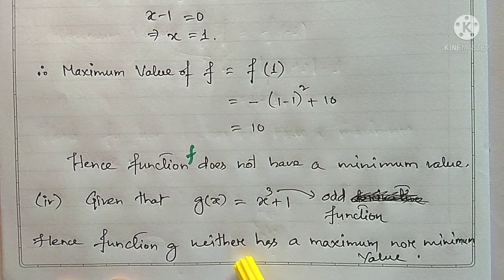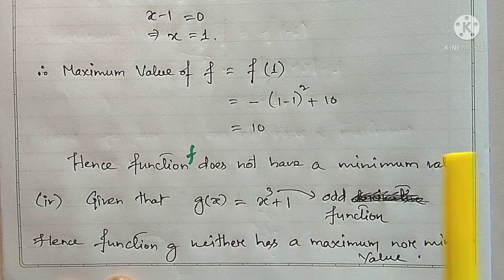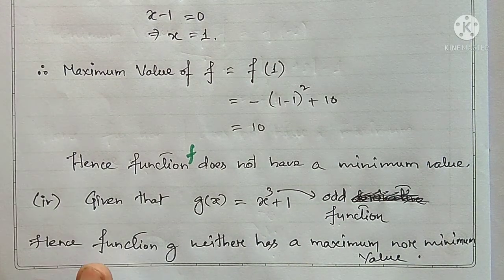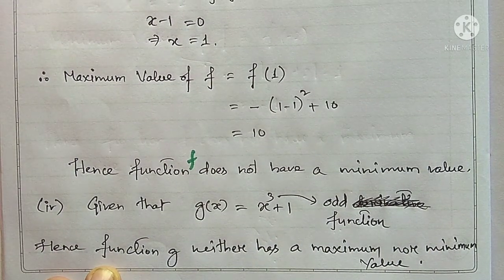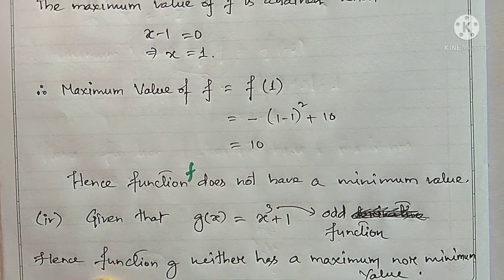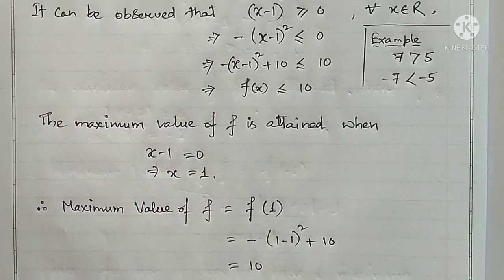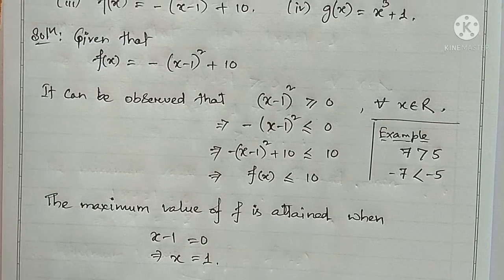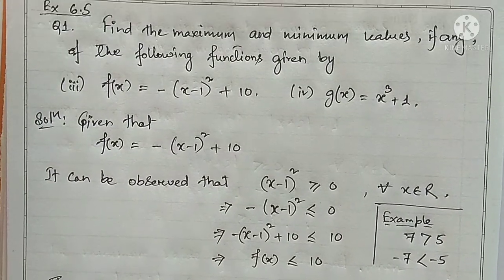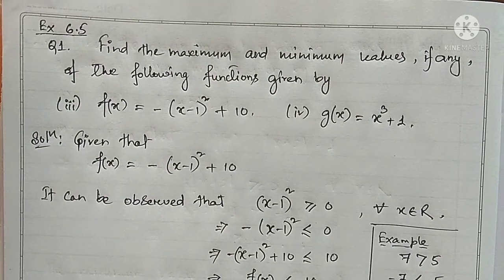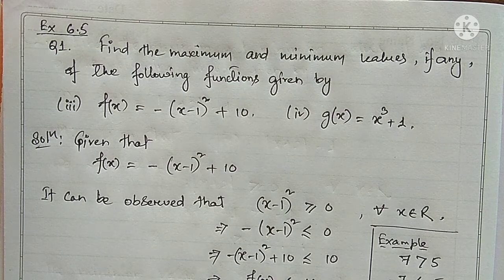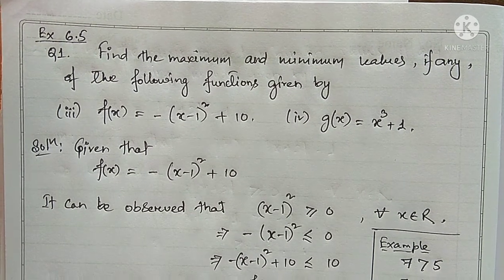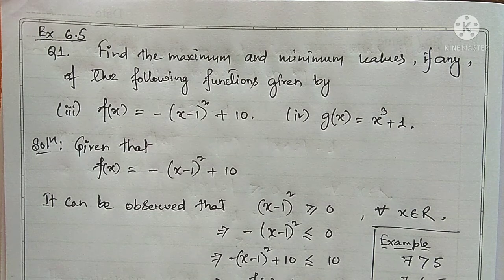Only for that reason, our answer here is: neither maximum nor minimum. Is it clear? So that means if an odd function is given, our answer is neither maximum nor minimum. In this way we have done the first 4 questions from question number 1, exercise 6.5. Is it clear? Now next, question number 2.